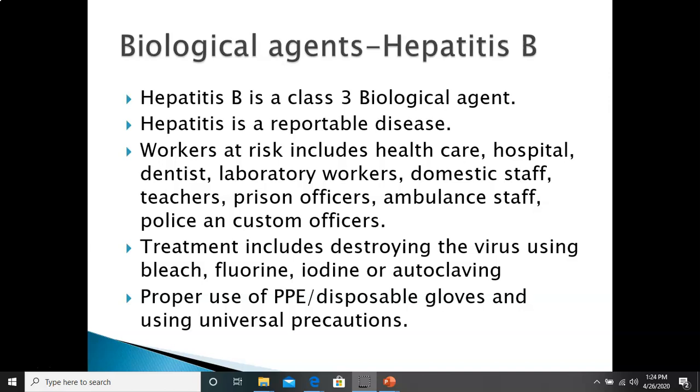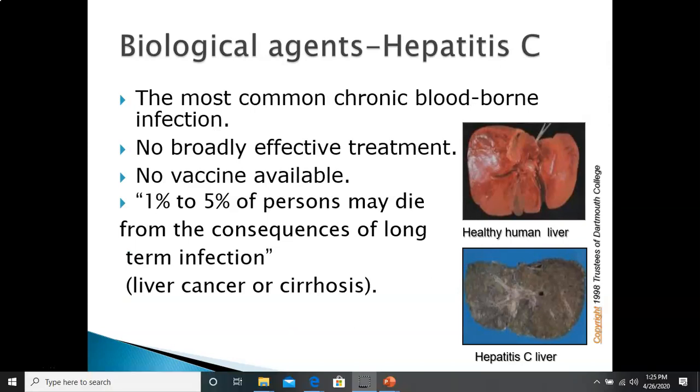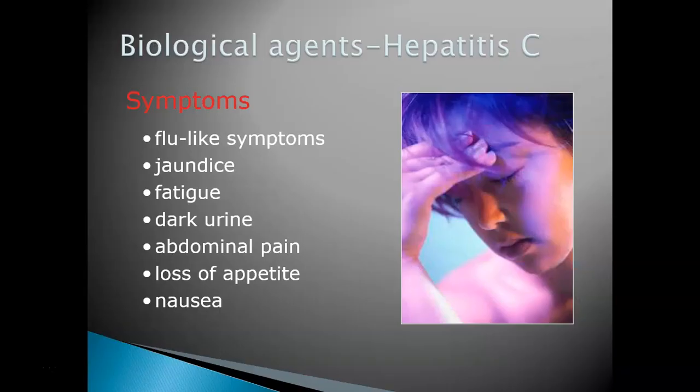Right, biological agents, hepatitis C. Symptoms: flu-like symptoms, jaundice, fatigue, dark urine, abdominal pains, loss of appetite, nausea. Mode of transmission: injection drug use, hemodialysis, long-term blood transfusion and/or organ transplant before 1992, from infected mothers to child during birth, occupational exposure to blood, mostly needle stick, sexual or household exposure, which would be pretty rare. Right?